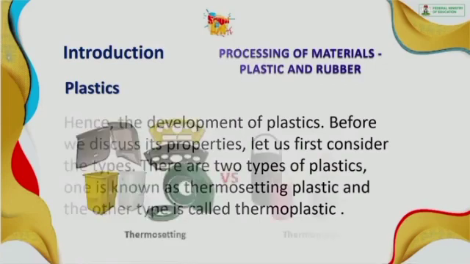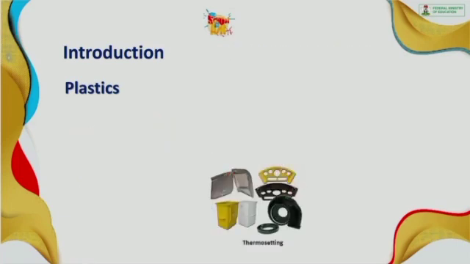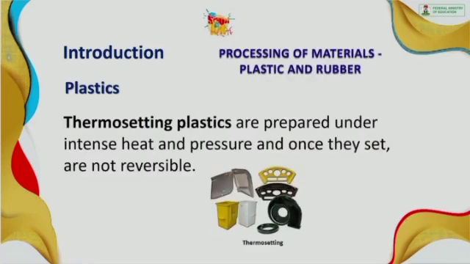This diagram is showing us the thermosetting plastic that are very rigid and thermoplastic that are less rigid. You can see examples of thermosetting plastic and thermoplastics. So what is the difference between thermosetting and thermoplastic? Thermosetting plastics are prepared under intense heat and pressure, and once they set, they are not reversible.